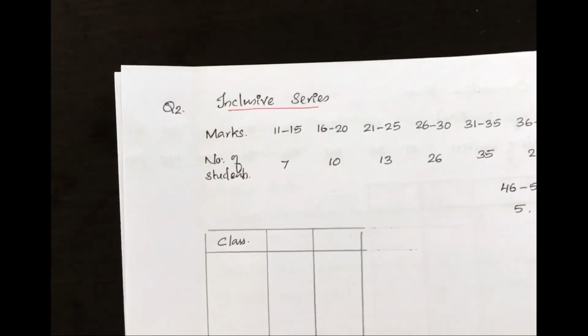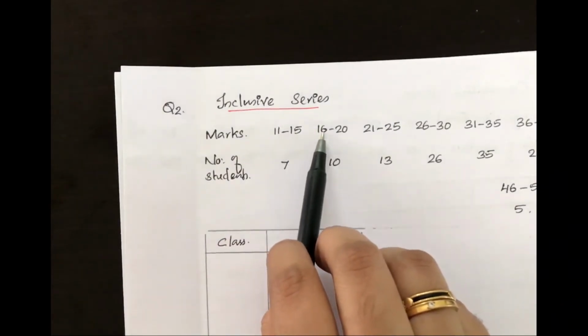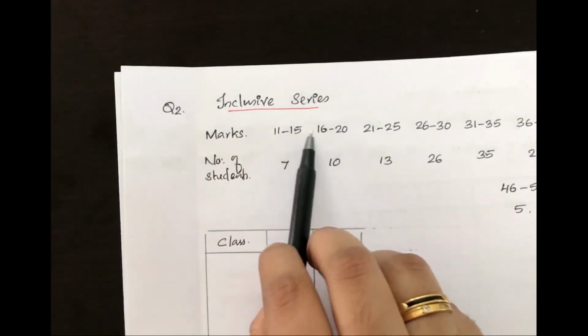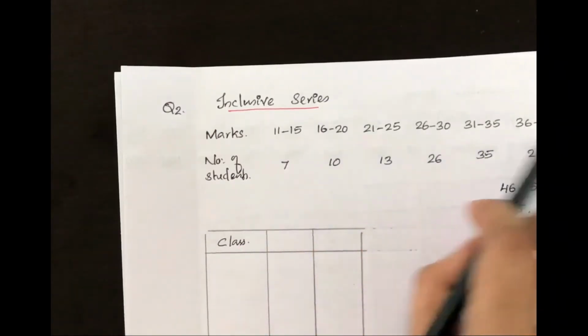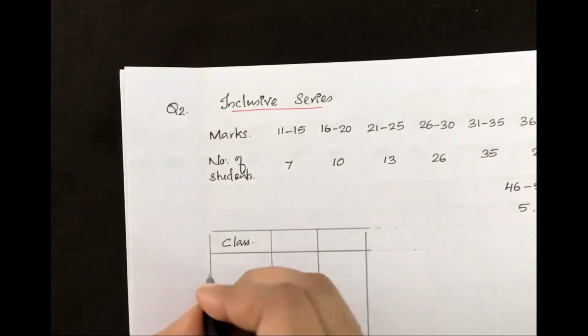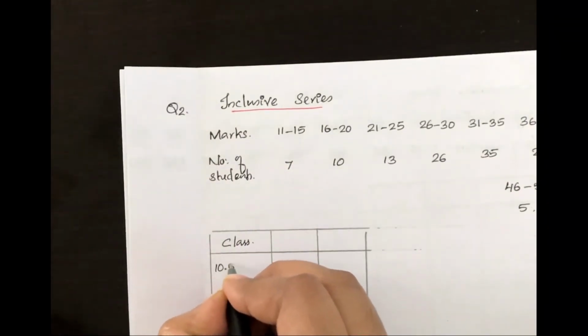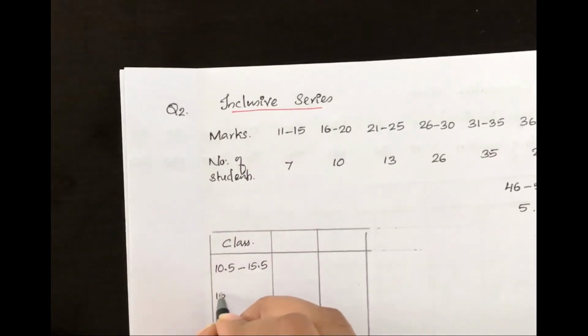We need to make this inclusive series into an exclusive one. What's the difference between the upper limit of a class and the lower limit of its succeeding class? 1. Half of it is 0.5. Subtract 0.5 from all the lower limit values and add 0.5 to all the upper limit values. So our classes will be 10.5 to 15.5, 15.5 to 20.5, and similarly complete the classes.